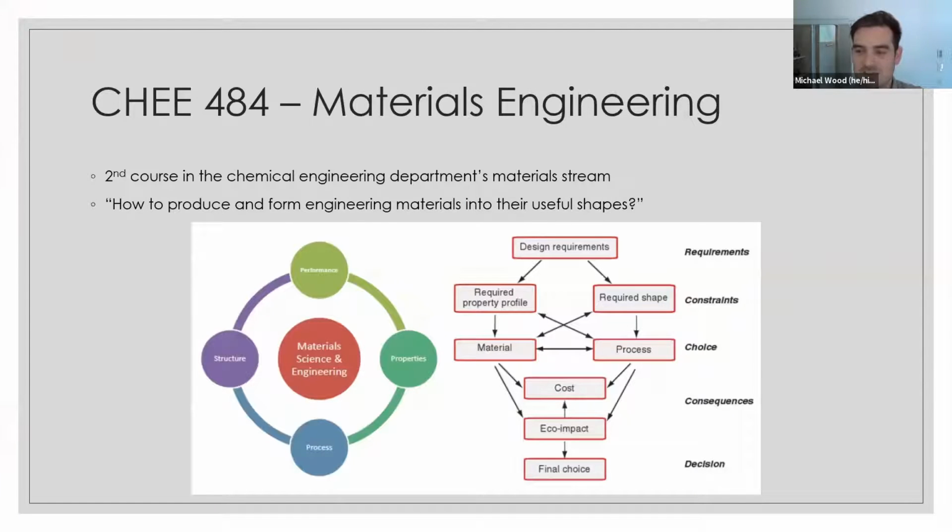I'll give you a little bit of context first for the class that she teaches and that I was the TA for. It's CHEE 484, which is the materials engineering course for chemical engineering undergrads at McGill. That is the second course in a two-course stream. The students first take material science and learn about the properties of materials, and then they take materials engineering, and they learn, if I was to sum it up, how to produce those materials into something useful, to a useful shape.